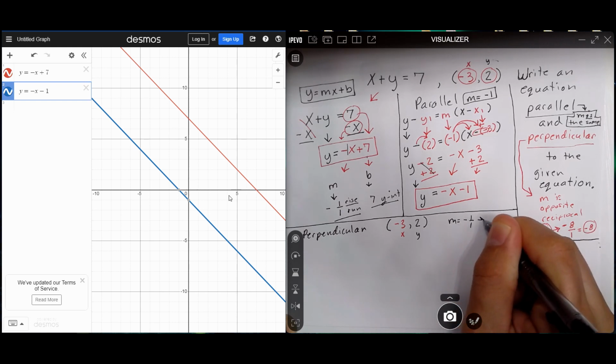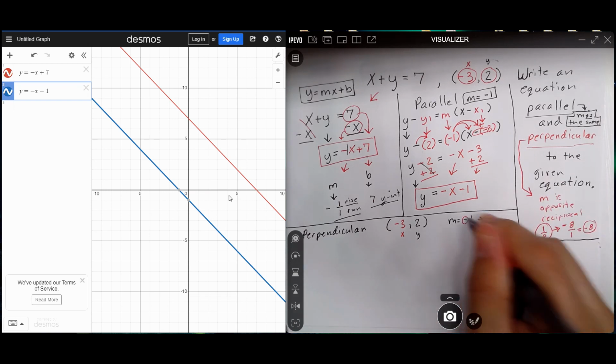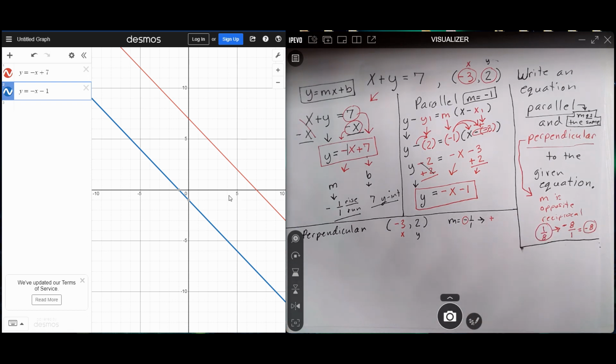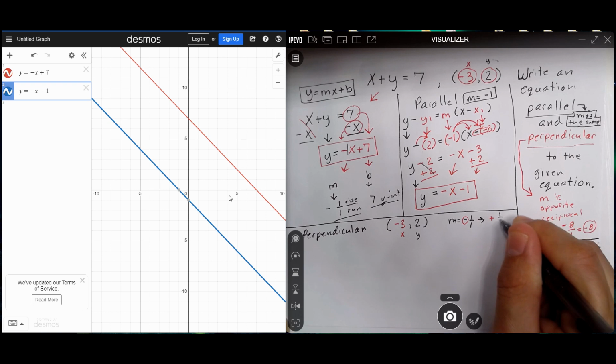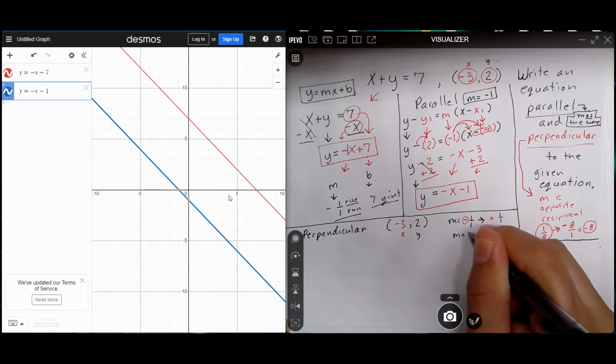So it's negative 1 over 1. But remember, we have to do the opposite reciprocal. So we have to have a change of sign. Since this sign is negative, we got to change it to a positive. And the reciprocal is easy because they're the same number, right? In other words, it's still going to be 1 over 1. So in this case, my m value is just going to be positive 1.